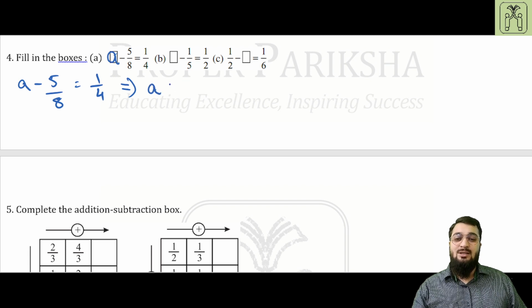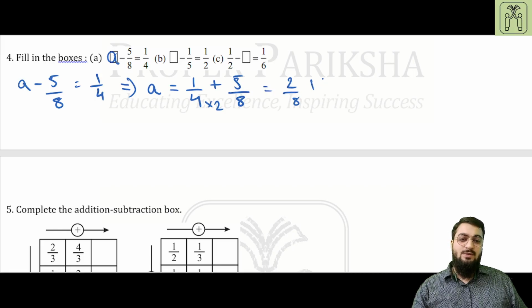A will be written in the LHS as it is, and minus 5 by 8 will be taken on the RHS. That will give us the answer of minus 1 by 4 plus 5 by 8. Taking the LCM, it will be 8, and that will give us the answer A is equal to 2 upon 8 plus 5 upon 8, and that is 7 upon 8.